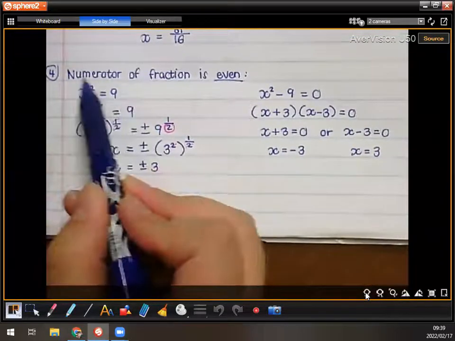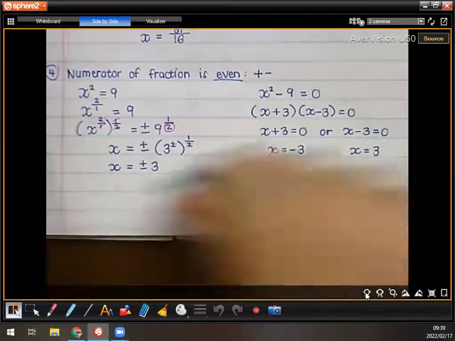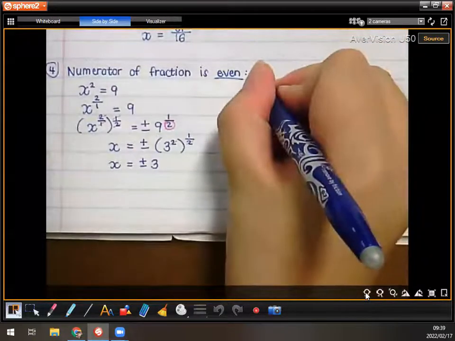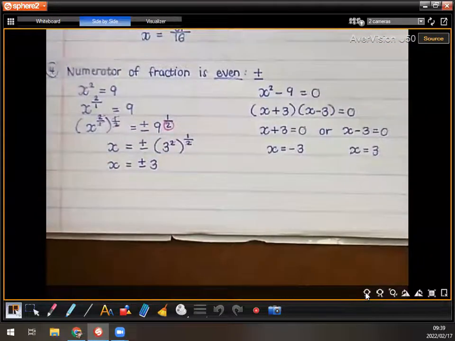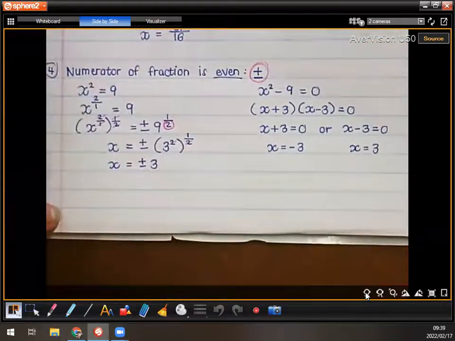All right, so when the numerator of the fraction is even, you are going to have to put a plus minus in front of your answer. We're going to practice some more now. And that is something that you must remember.